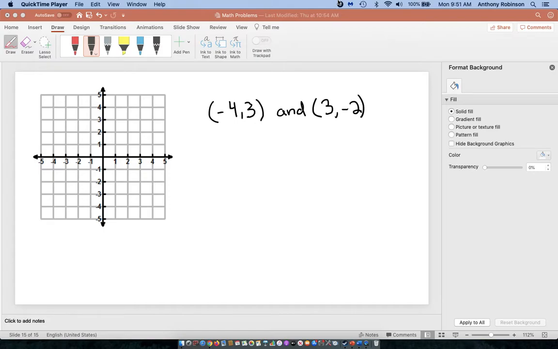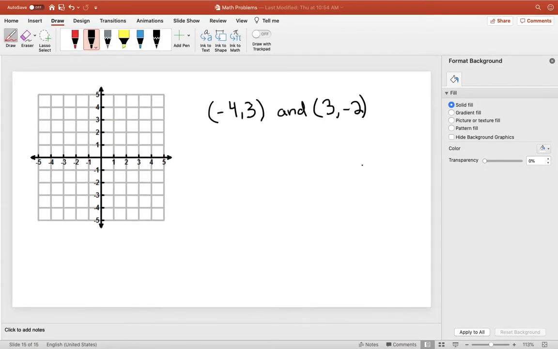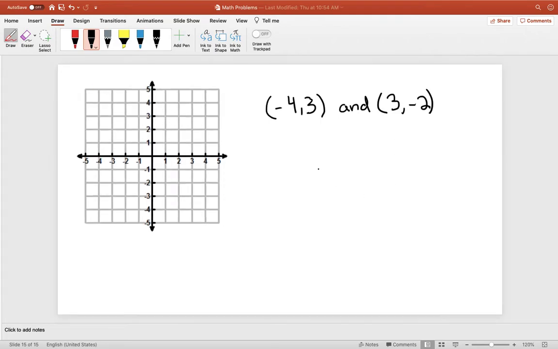Today we are going to go over how to find the distance between 2 points on a coordinate plane using the Pythagorean Theorem. For today's example, we're going to use the points (-4, 3) and (3, -2). Remember, we want to be using the Pythagorean Theorem, so I'm just going to jot that down here at the bottom. Remember that is a squared plus b squared equals c squared.